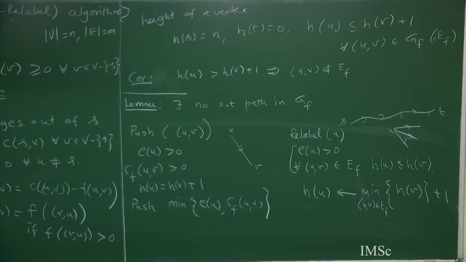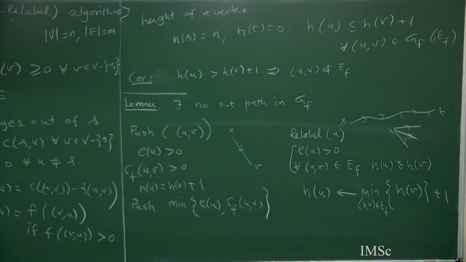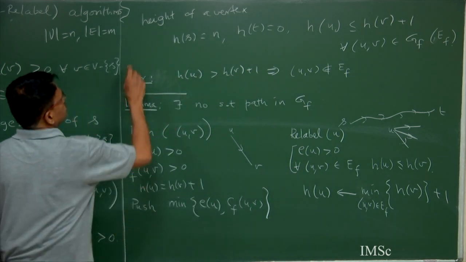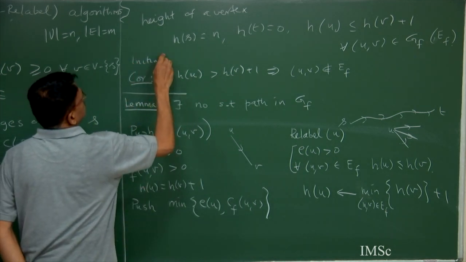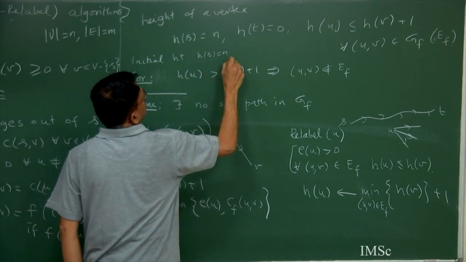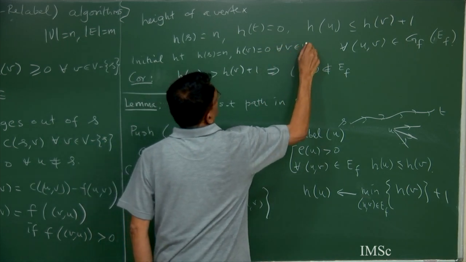Okay, now the algorithm: what is the initial height? h of s is equal to n, h of v equal to 0 for all v not equal to s.